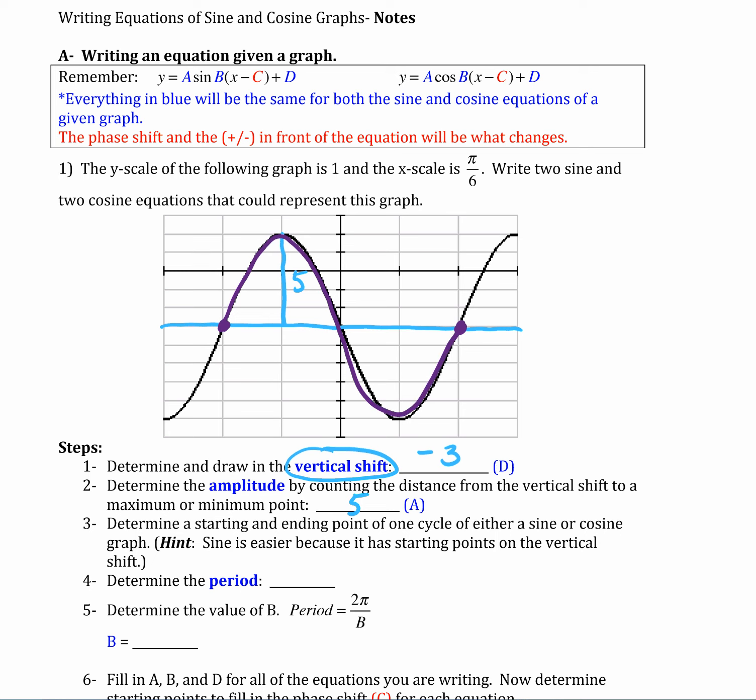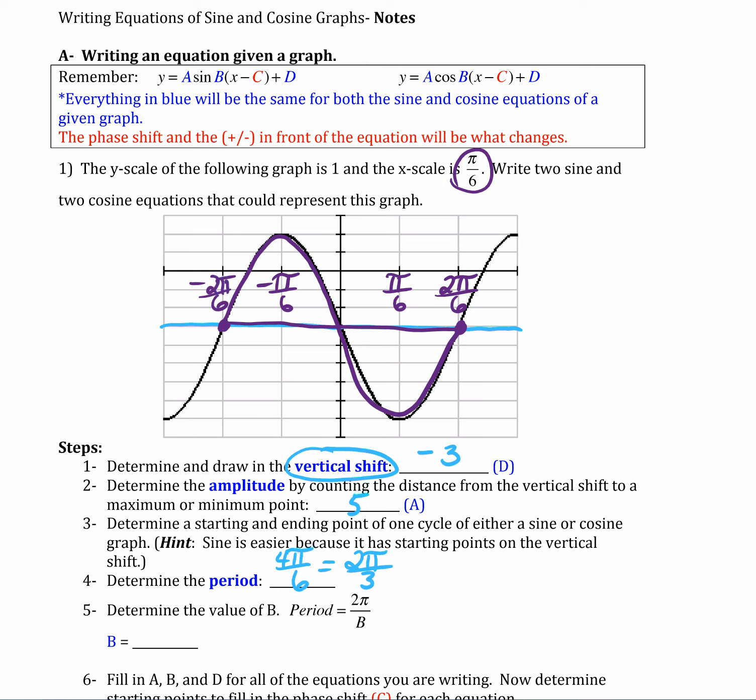Now we're going to need to look at our x scale, which is going by pi over 6. So this would be pi over 6, 2 pi over 6. Well, you could simplify that. Negative pi over 6, negative 2 pi over 6. If I want to count the distance between those 2 points here, it's 4 pi over 6. That's going to give us our period, and that simplifies into 2 pi over 3.